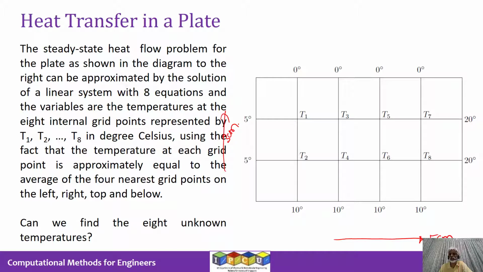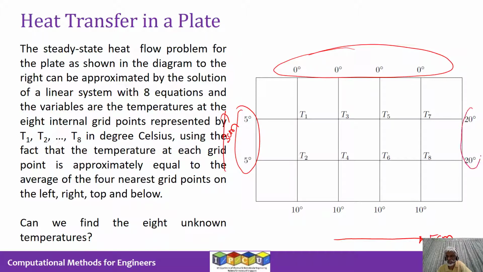And what you're told is the top side of this rectangular plate is maintained at 0 degrees Celsius. The left side of the plate is maintained at 5 degrees Celsius. The right side of the plate is maintained at 20 degrees Celsius. And the bottom side of the plate is maintained at 10 degrees Celsius using some mechanism. The idea is to find out the temperature profile inside the plate. So at any point x, y, what is going to be the temperature that will be measured at steady state, right?